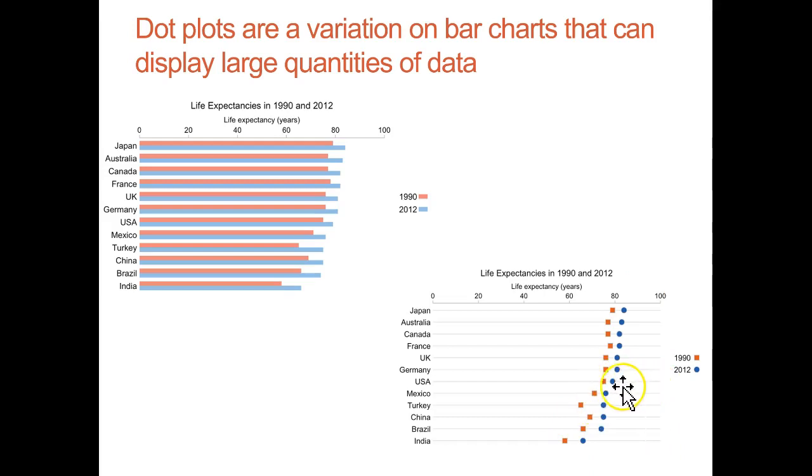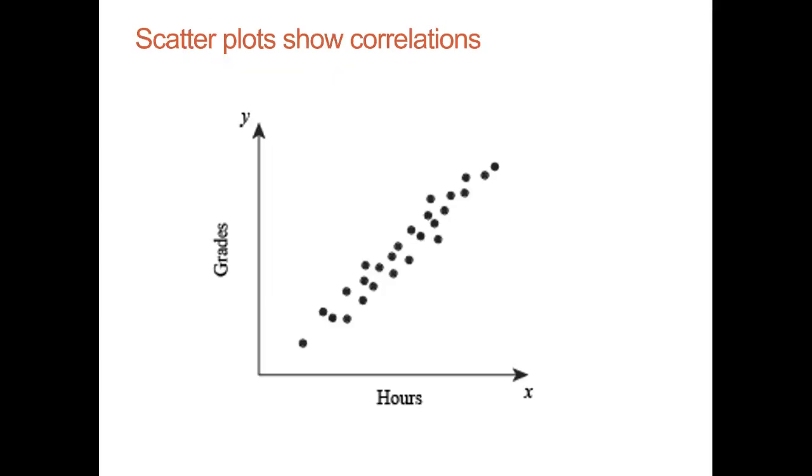A dot plot becomes harder to interpret if the red and the blue were always switching places. One last type is a scatter plot, which is often used to show correlations. And you'll see some of that.